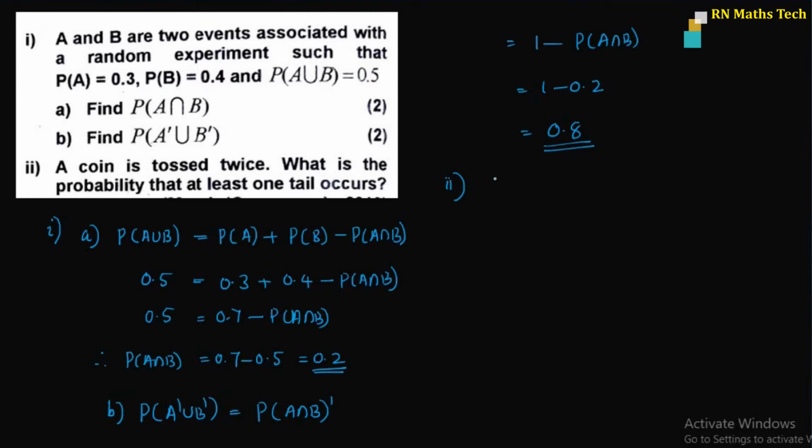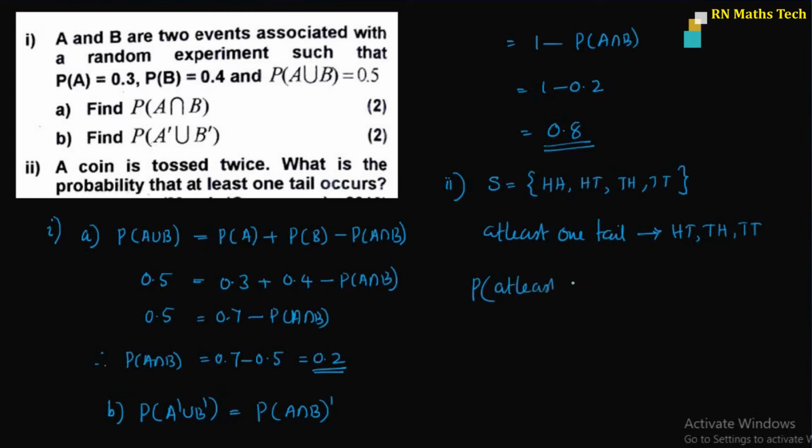Now a coin is tossed twice, sample space HH, HT, TH, TT. Okay. Now what is the probability that at least one tail occurs? We have already done that problem. At least one tail. At least one tail എന്ന് പറയുമ്പോൾ tailന്റെ എണ്ണം ഒന്നോ ഒന്നിൽ കൂടുതലോ എന്നാണ്. അതായത് HT വരും, TH വരും, TT വരും. അപ്പോൾ പ്രോബബിലിറ്റി വരുന്നത് probability of at least one tail is equal to 3/4. Okay.